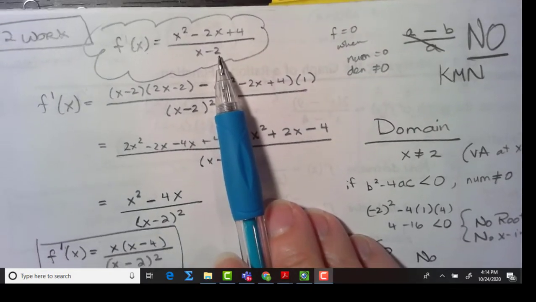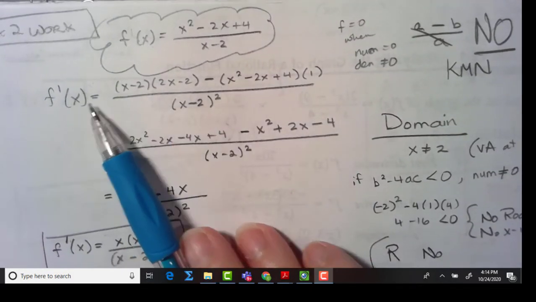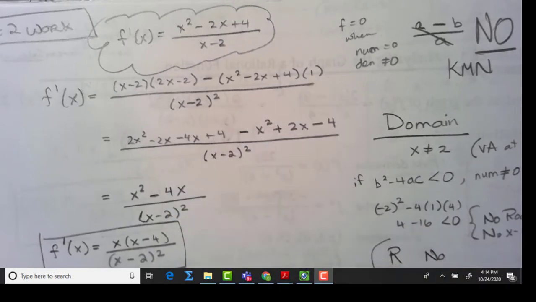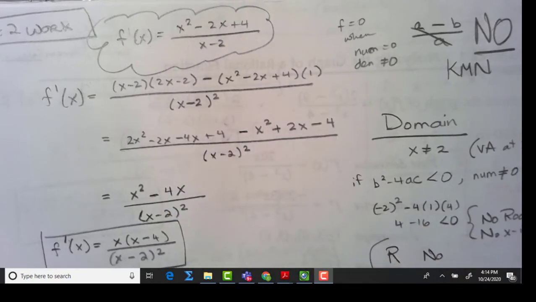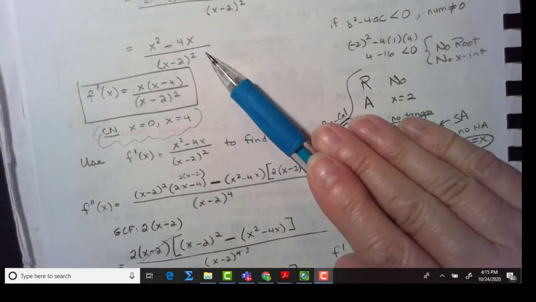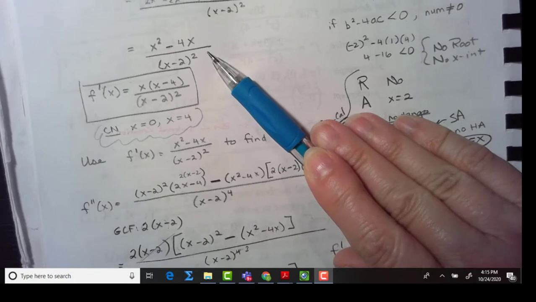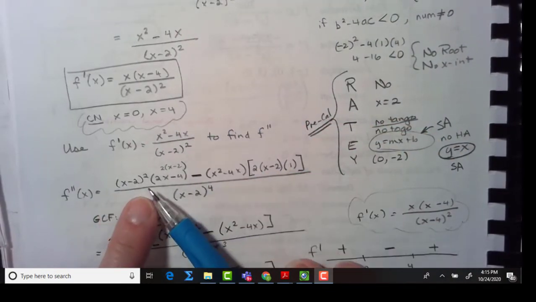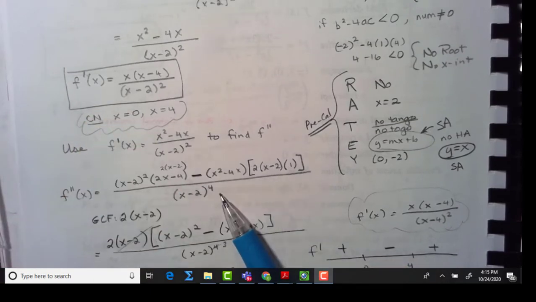So from our original problem, f prime is low d high minus high d low over low low. Simplifying gives us this. There's your critical numbers when x is 0 and when x is 4. We're going to use f prime in this form to find the second derivative. So low d high minus high d low over low low.